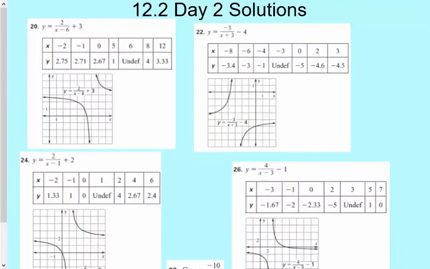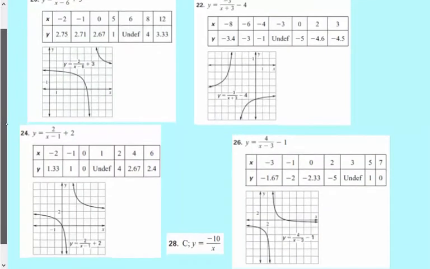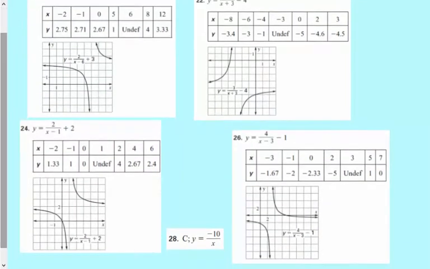Here are the solutions to day 2. Just as always, their table may look a little bit different than your table. I always try to pick numbers that are going to give you nice numbers to work with.